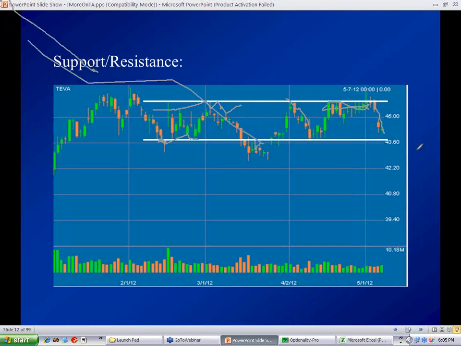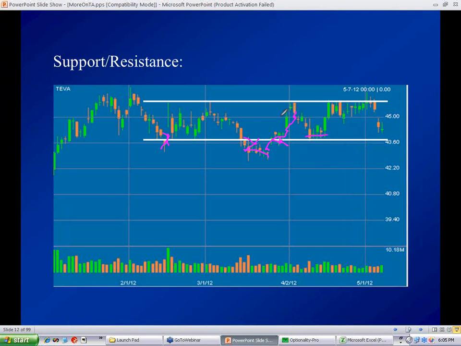Whoops. This mouse is out of control. Here we go. Get a better color so you can see it. Yeah, see how it bounces off of support? Right here it started crashing through support, but it came flying back and then it bounced again, see? And then it bounced here like 4 times in a row. You get the idea. That's support and resistance.